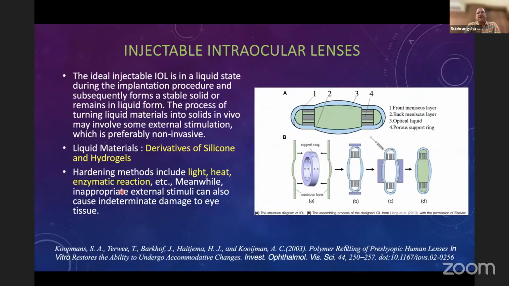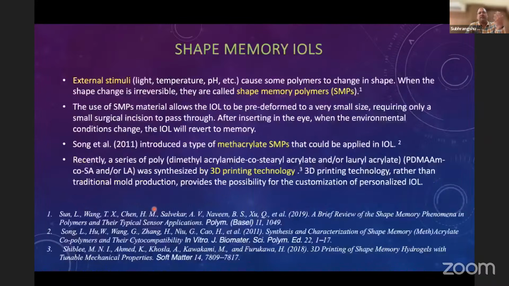Of course, we also had injectable intraocular lenses at some point of time. The whole idea was that the ideal injectable IOL is in a liquid state during the implantation procedure, and subsequently it forms a stable solid, and the process of turning the liquid material into solid in vivo has to involve some sort of external stimulation. So liquid materials were derivatives of silicone and hydrogels. Hardening methods include light, heat, enzymatic reaction. But we have to remember also that inappropriate external stimuli can cause indeterminate damage to the eye tissue. Hence, these need to be developed quite a bit.